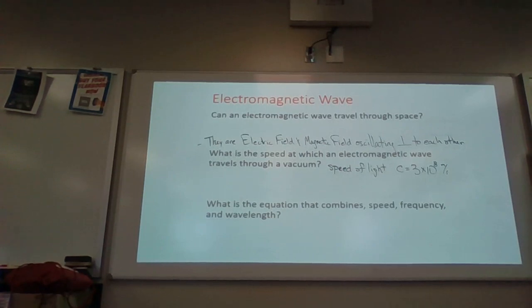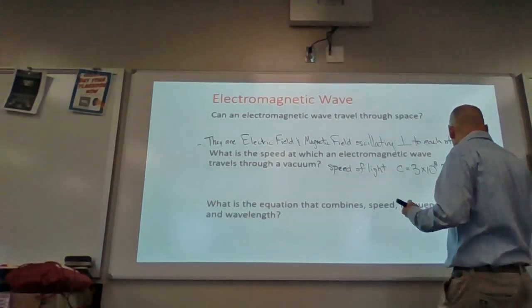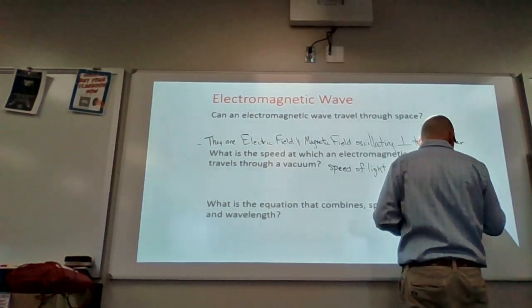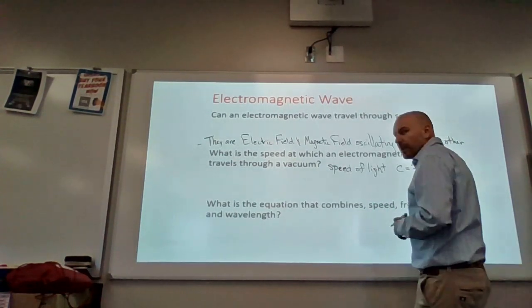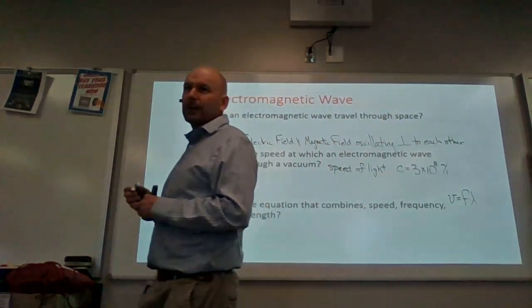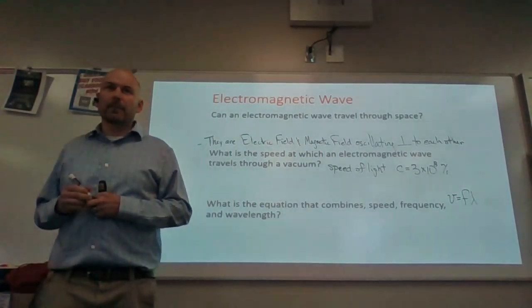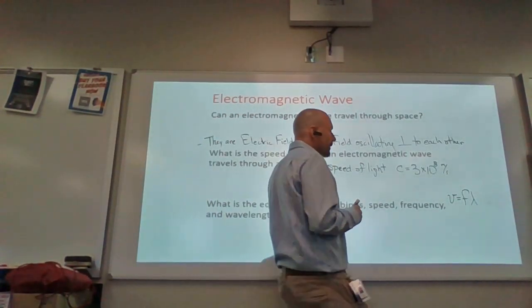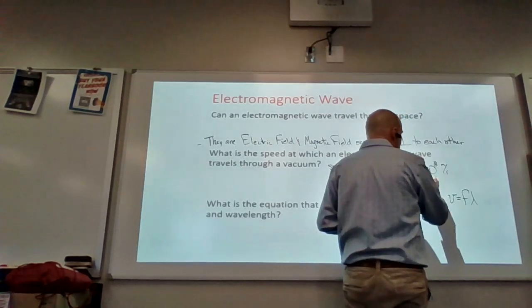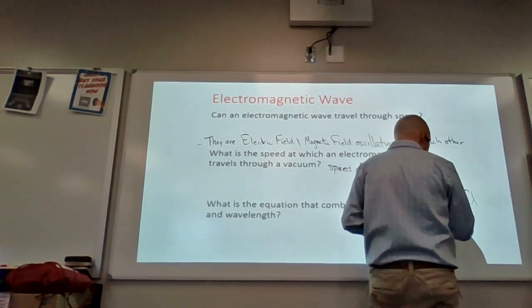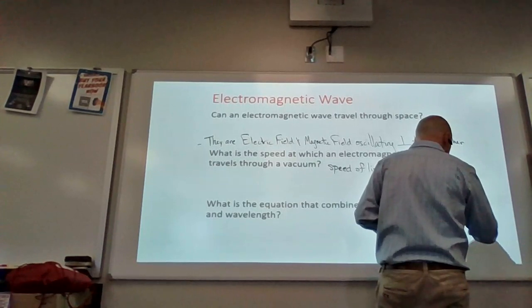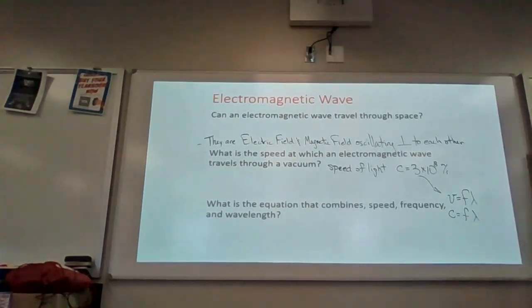Okay. Now, these are waves. Remember this equation? Speed of a wave is equal to frequency times wavelength. When we apply this to electromagnetic waves, the speed is fixed at 3 times 10 to the 8th meters a second. Cool with that?